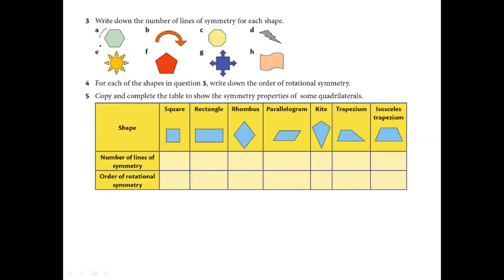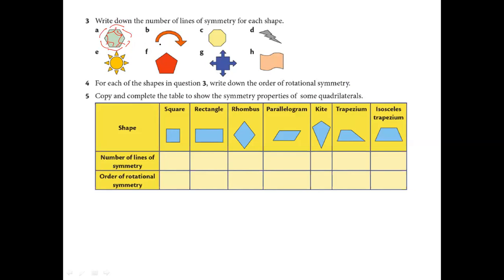Okay, this side, this side, this side, this side, this side, and this side are equal to each other. That's why their angles are also equal to each other. It's called a regular hexagon. In a regular hexagon, how many symmetry lines does it have?